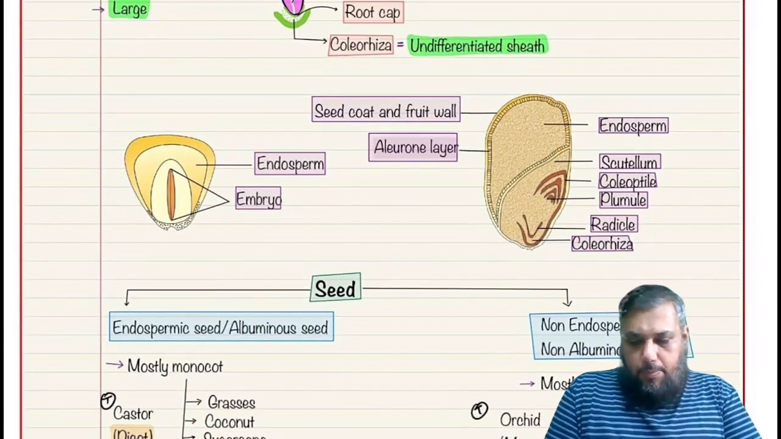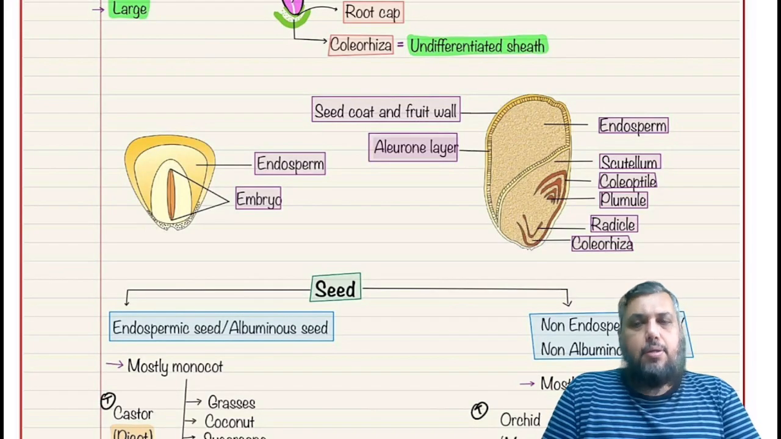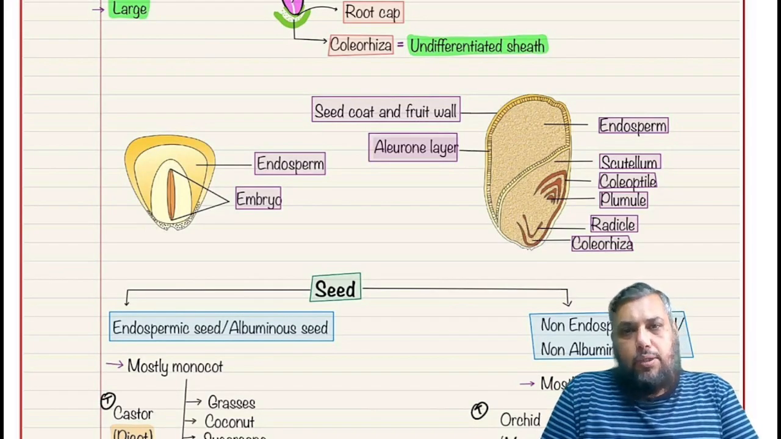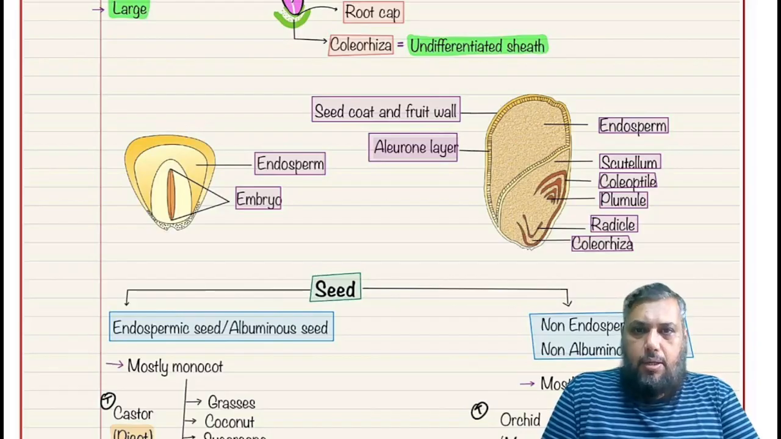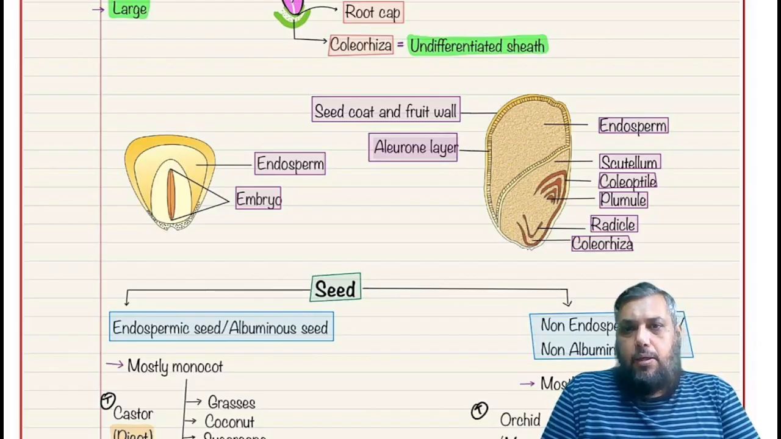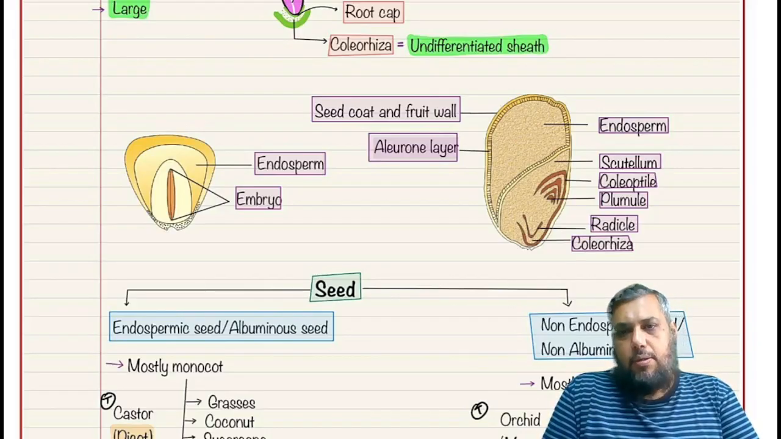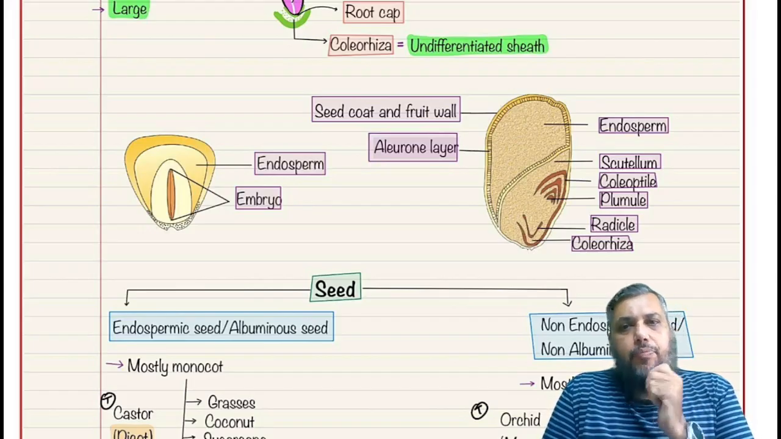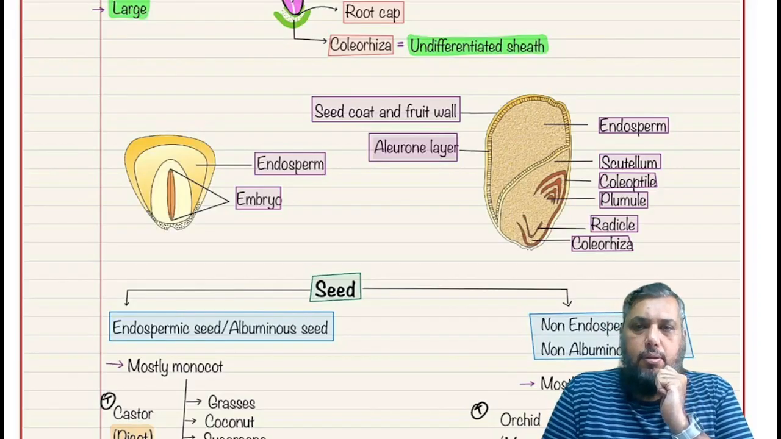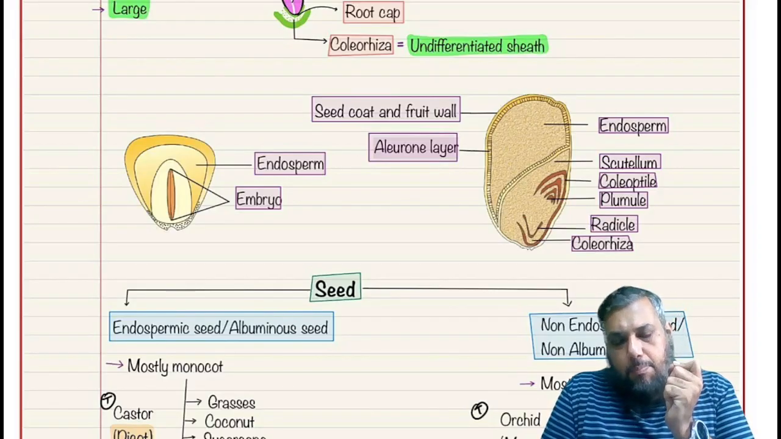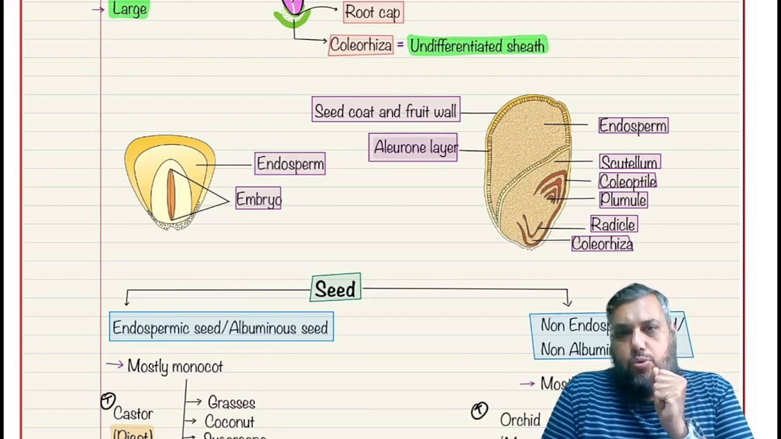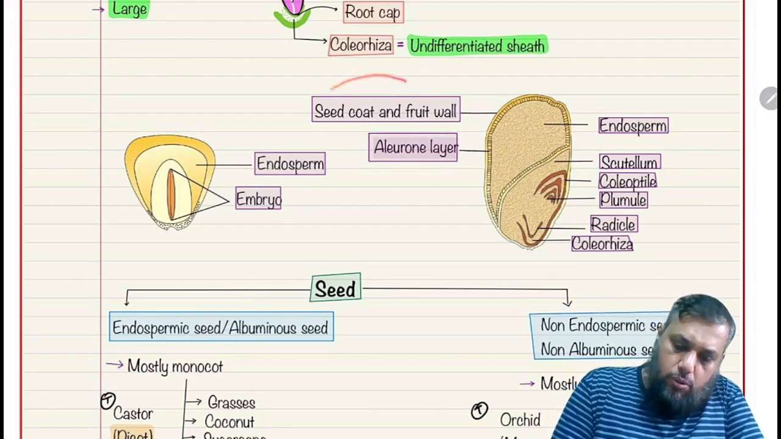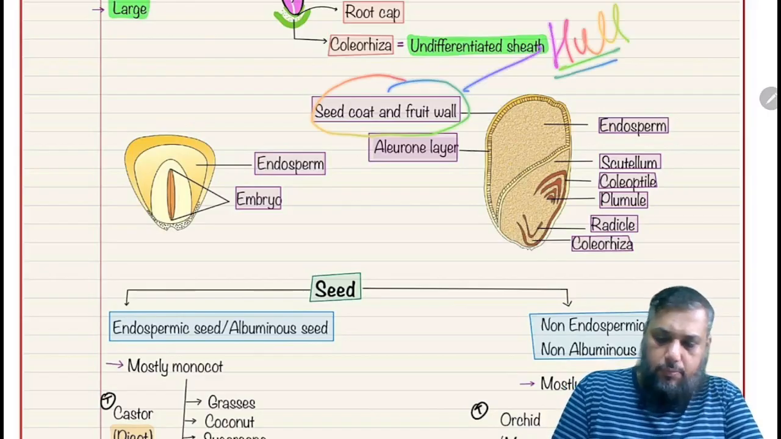So if you take an example of the maize fruit and the seed, here keep in mind that this family Poaceae, which we also call the Gramineae family, the seed coat and fruit wall get fused. That means the pericarp and the seed coat get fused, and this fusion of the seed coat and the fruit wall is called the hull.